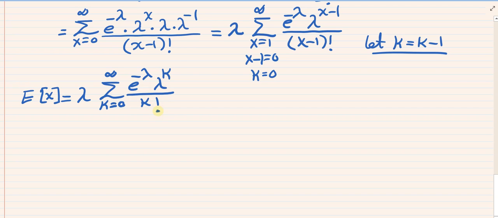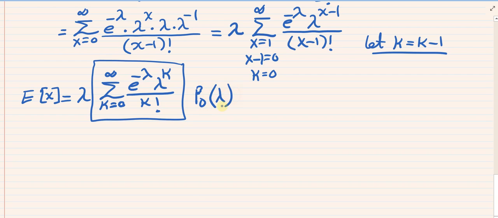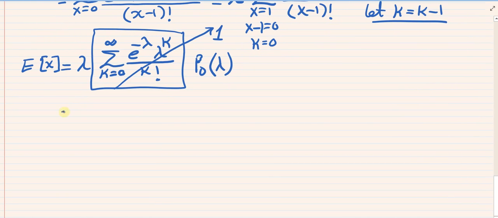And of course, this latter factor is the PDF for a Poisson. This is a Poisson distribution with parameter lambda. Because this is a PDF, therefore that's going to be 1. That's the PDF of a Poisson with parameter lambda. So that's going to be lambda times 1, which is lambda. So that's if you go through the routine definition of expectation.